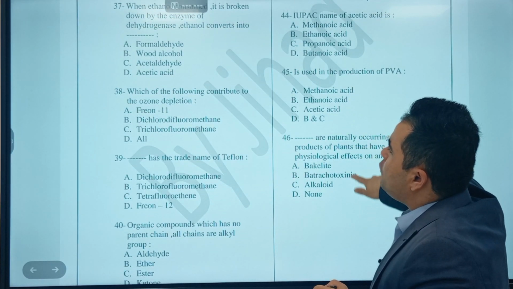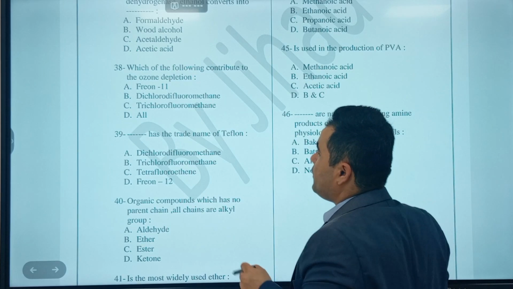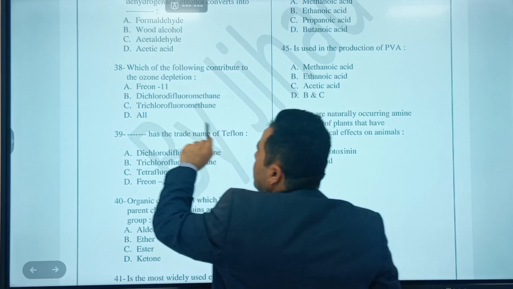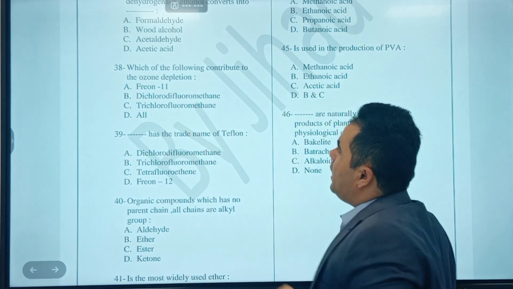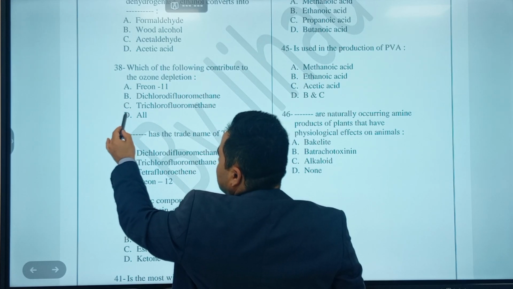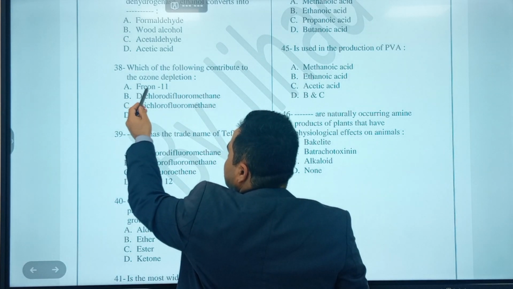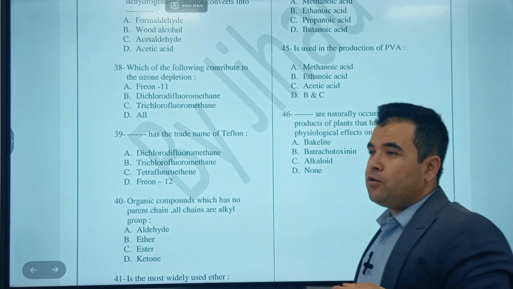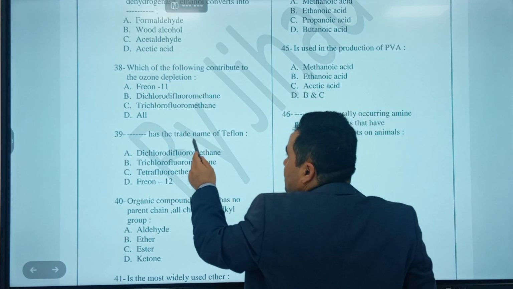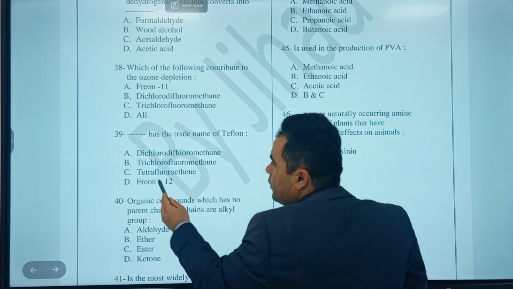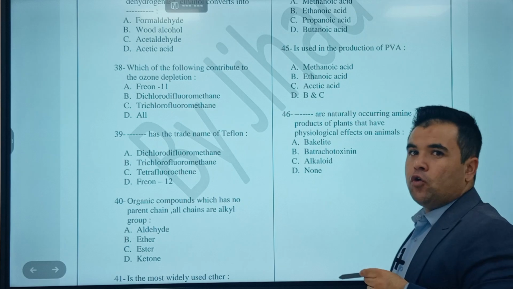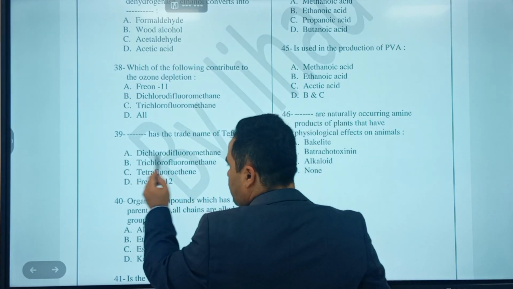Which of the following contribute to ozone depletion? Freon 11, difluoromethane, trichlorofluoromethane. D is the correct answer because these are all responsible for ozone depletion, Freon 11 and Freon 12. Which has the trade name of Teflon? Teflon is tetrafluoroethane. A is the Teflon, guys. Tetrafluoroethane. C is the correct answer.